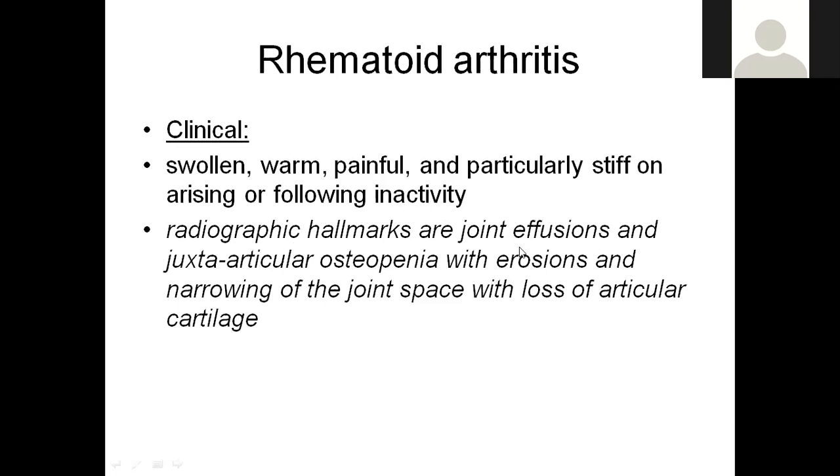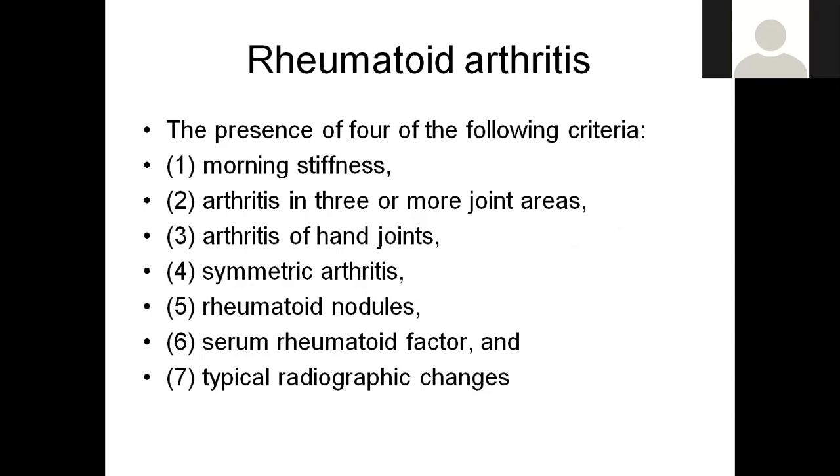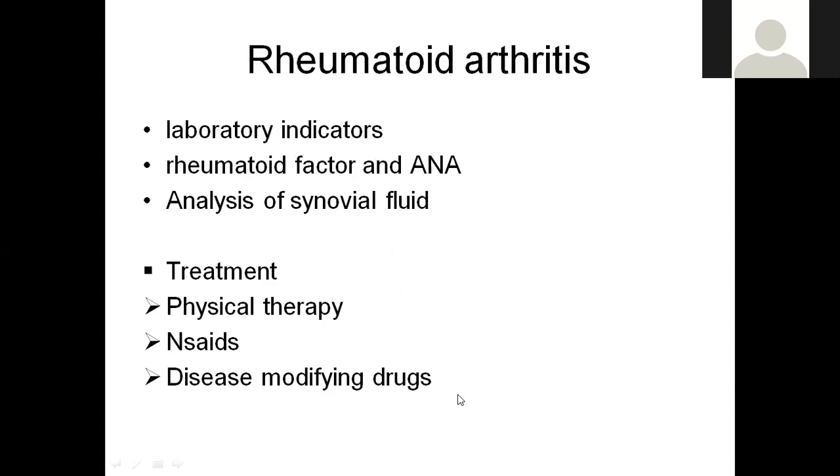The radiological hallmarks are joint effusions and juxtaarticular osteopenia with erosions and narrowing of the joint space and with loss of articular cartilage. So this is rheumatoid arthritis. The presence of 4 of the following criteria is required for the diagnosis of rheumatoid arthritis: morning stiffness, arthritis in 3 or more joint areas, arthritis of hand, symmetrical arthritis, rheumatoid nodules, serum RA factor, and typical radiological findings. In the lab investigations, it is the RA factor, ANA, and anti-CCP.